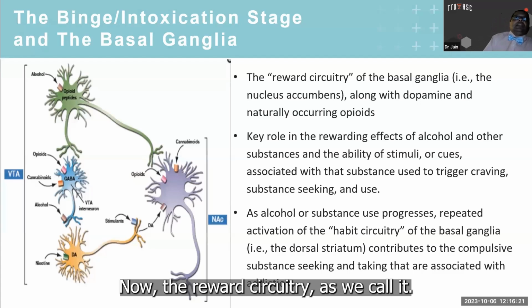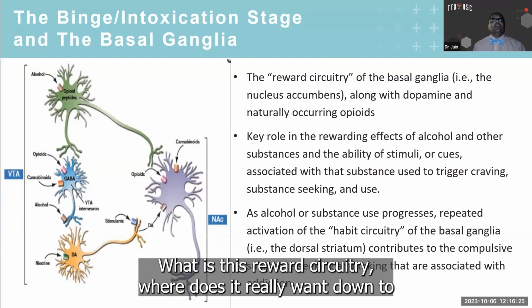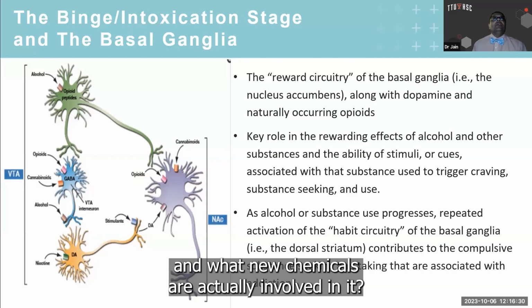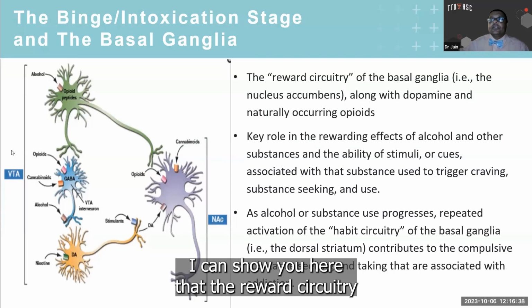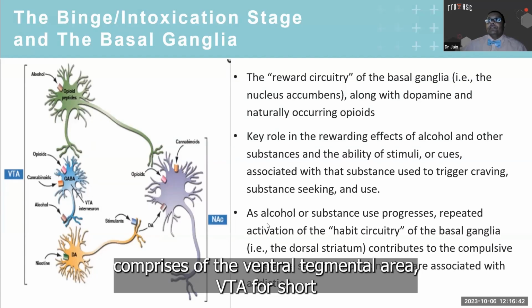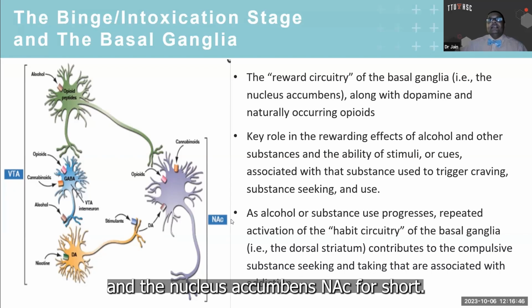Now, the reward circuitry, as we can call it, what is this reward circuitry? Where does it really hone down to? And what neurochemicals are actually involved in it? So this is a very good schematic diagram where I can show you that the reward circuitry comprises the ventral tegmental area, VTA for short, and the nucleus accumbens, NAc for short.